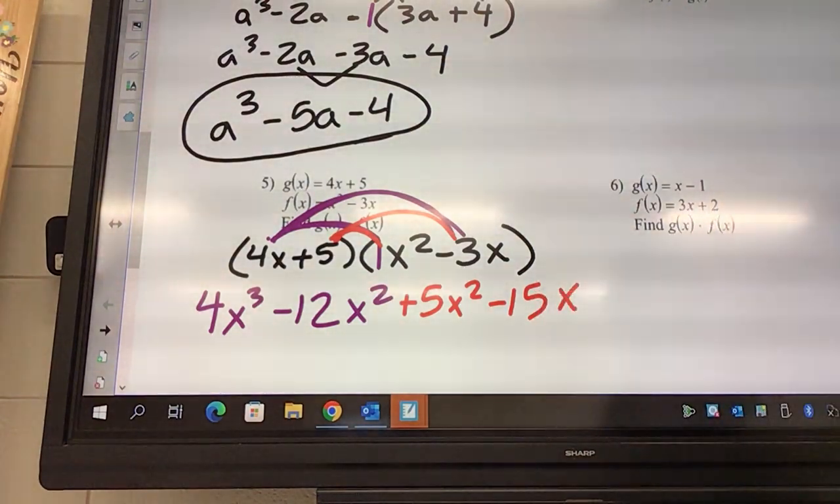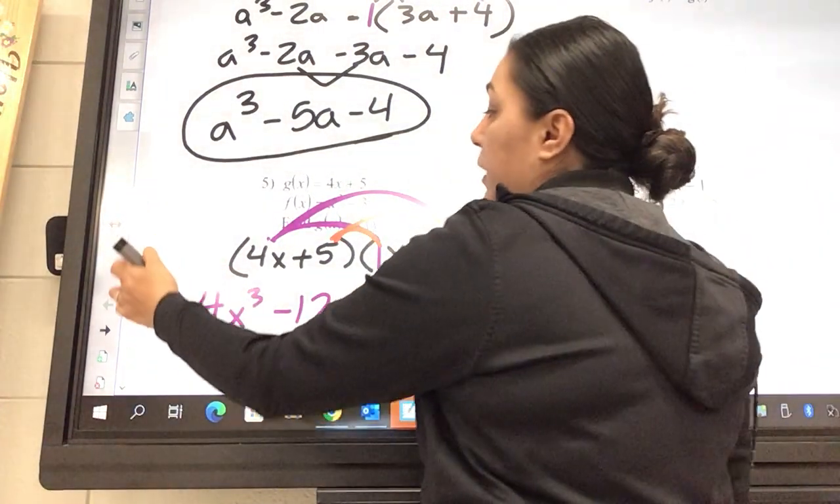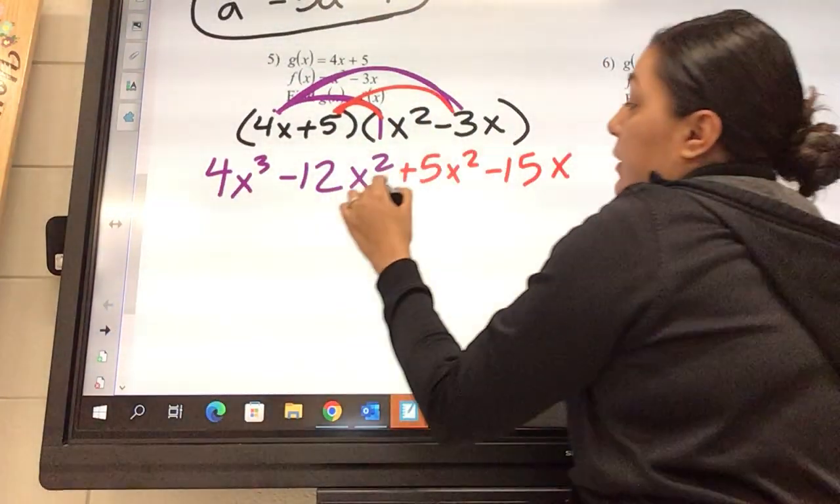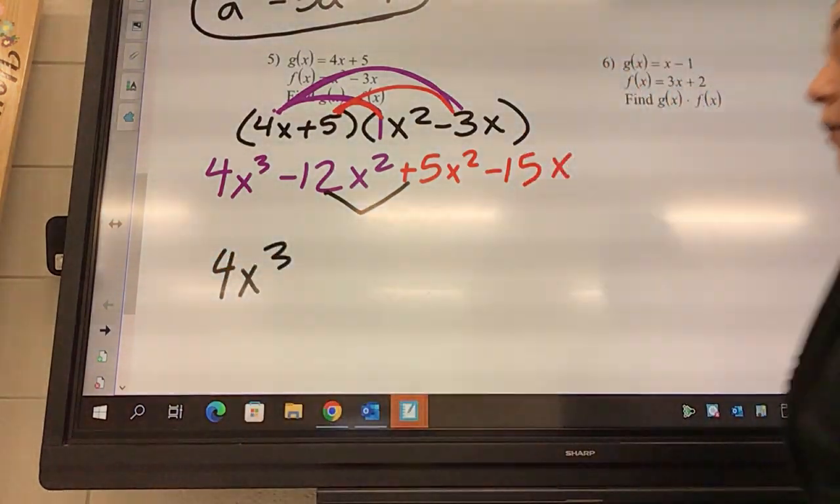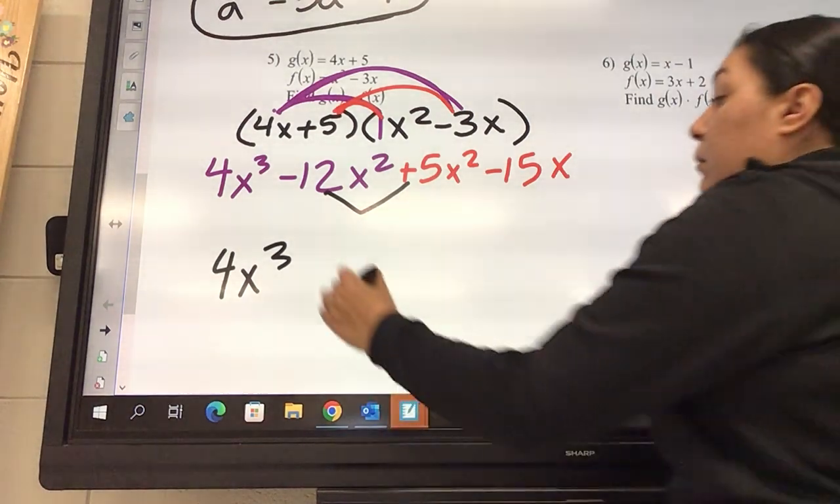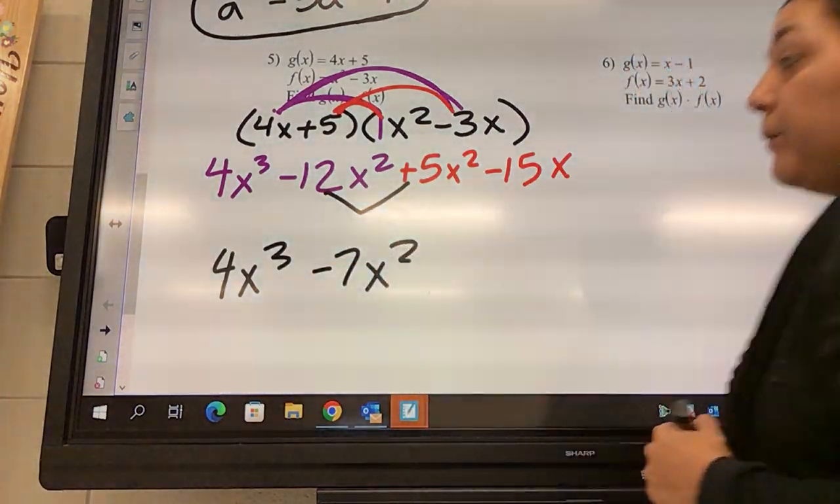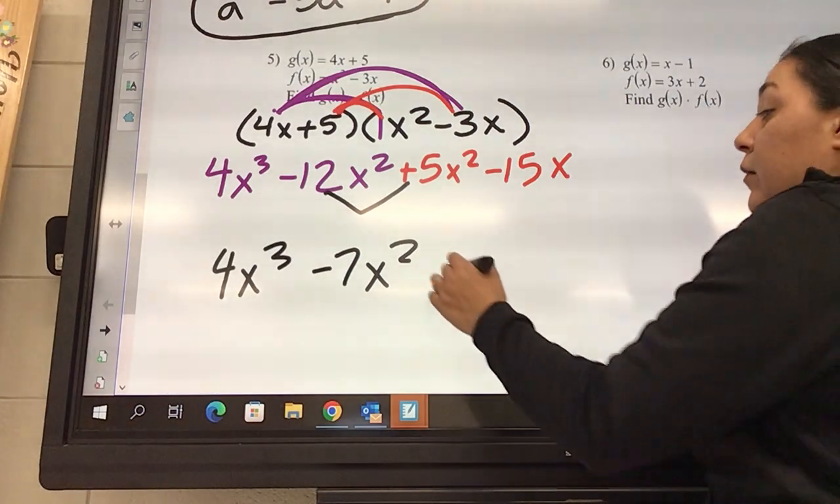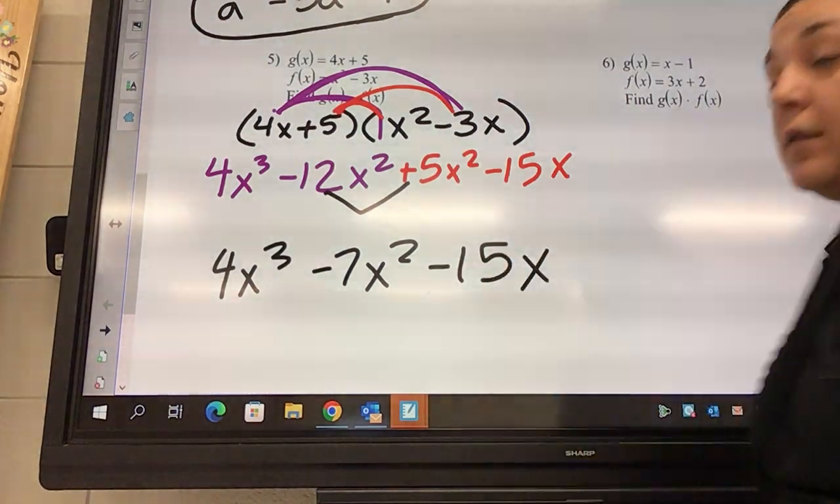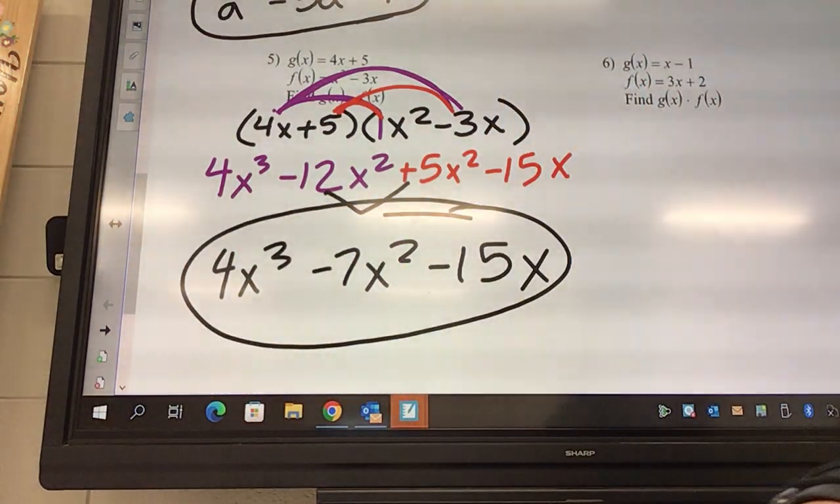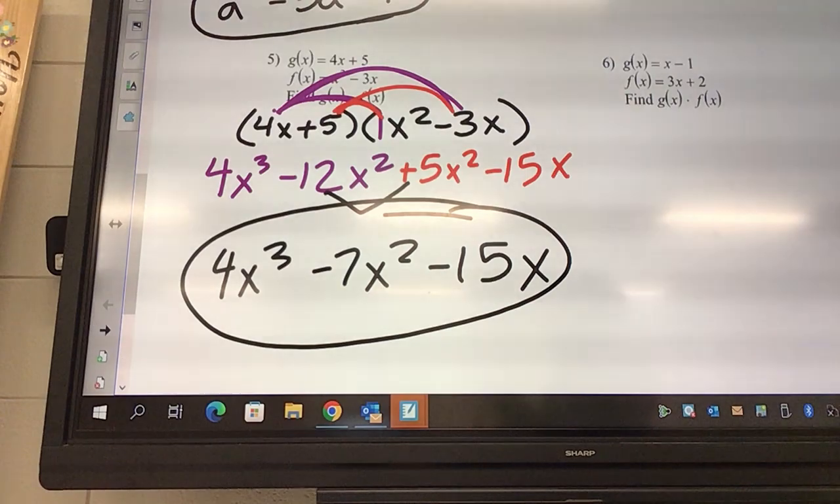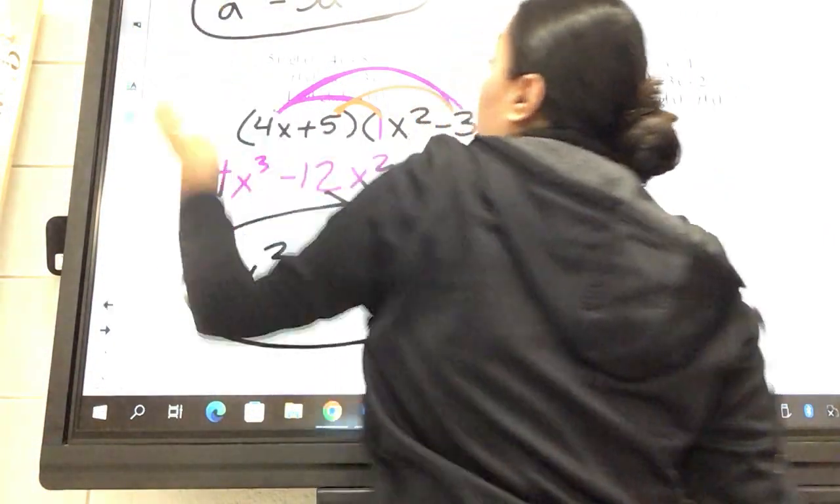Okay, and then we go through here and look and see, well, is there anything that we can combine? Well, yes, I can put these two together. So I'm going to get 4x^3 minus 7x squared minus 15x. Okay, and so this one, again, is done. And again, if I went too fast, pause it and then keep going.